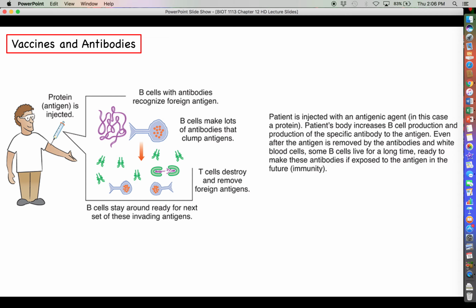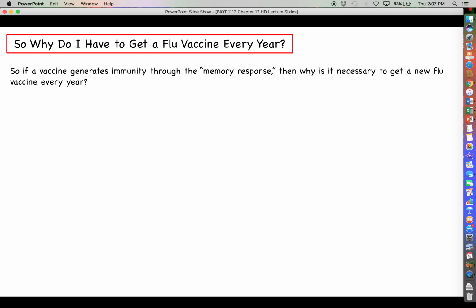So here's another diagram from your book that illustrates what the vaccine process is like. So whoever is going to be vaccinated will be injected with a particular antigen. The B cells will recognize the foreign antigen and begin making antibodies against it, and the antibody response will recruit the immune system such that we can destroy the foreign invading cells and break down those antigens. So everything that we talked about is illustrated here in a fairly simple way.